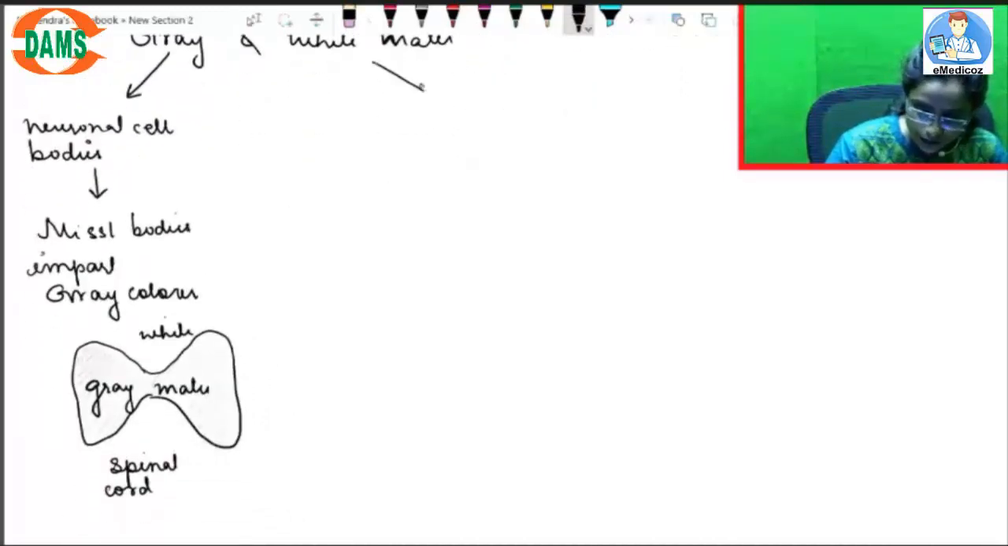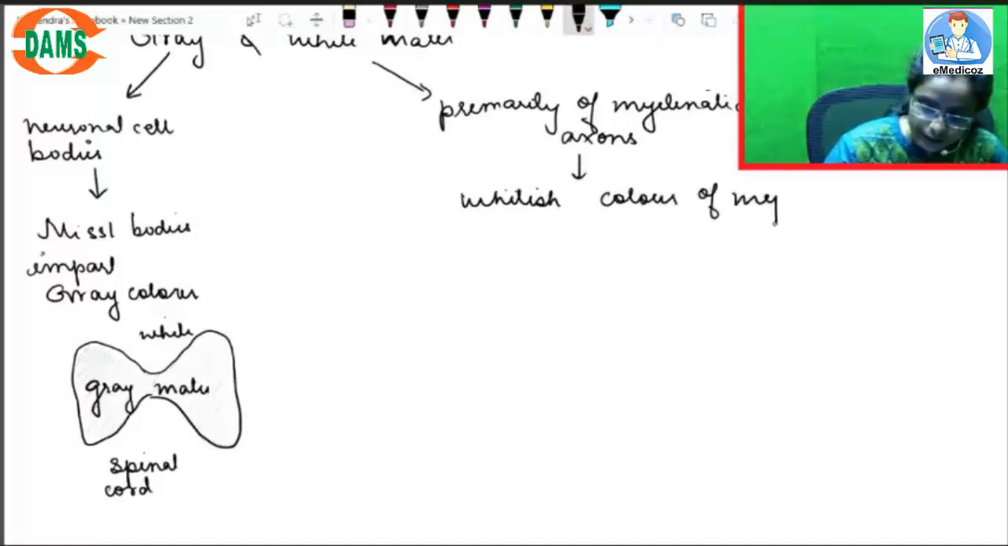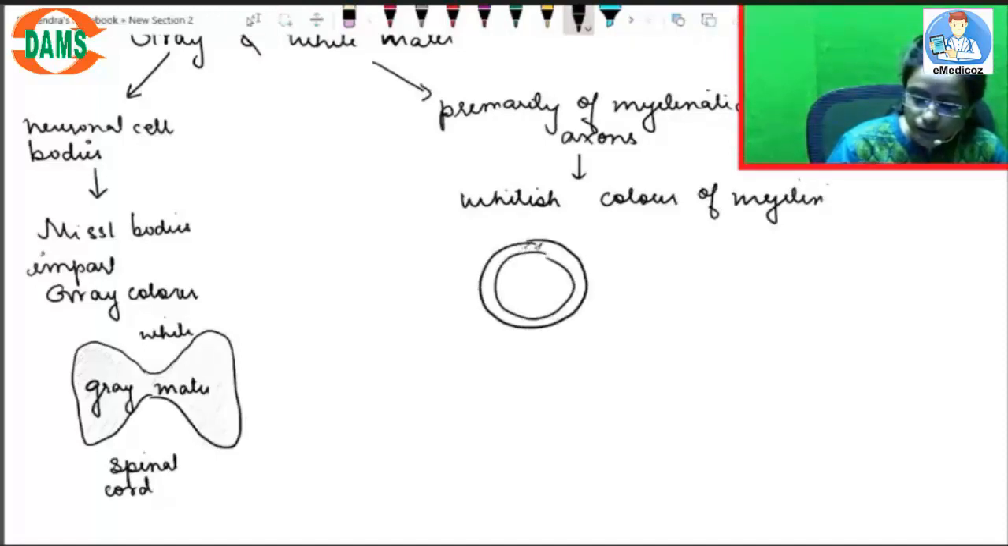The next one is white matter. This is primarily of myelinated axons. It's the whitish color of myelin. This is white and this is the gray matter.